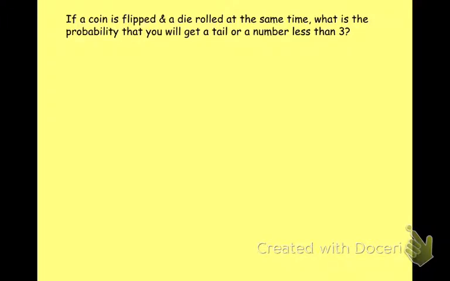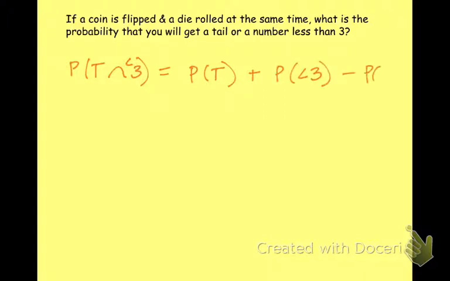If a coin is flipped and a die is rolled at the same time, what is the probability that you will get a tail or a number less than 3? So I want to find the probability of tail or less than 3. So I need to find the probability of getting a tail plus the probability of getting less than 3 minus the probability of tail and less than 3. I think I used the wrong symbol here. This should be a U, and then this should be an and. There we go.